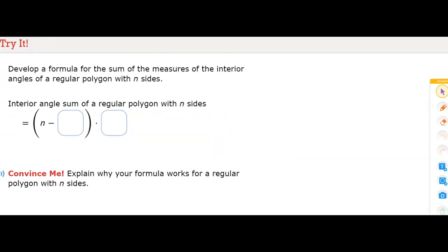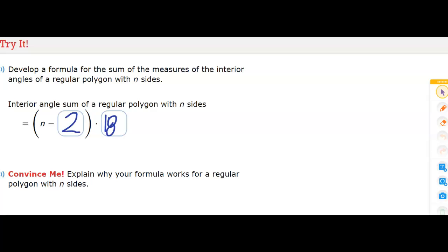Develop a formula for the sum of the measures of the interior angles of a regular polygon with n sides. Based on the example, the formula is the number of sides of the polygon minus 2, times 180. So however many sides the regular polygon has, you subtract 2 and multiply it by 180.